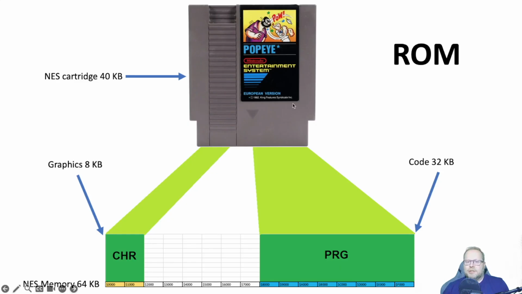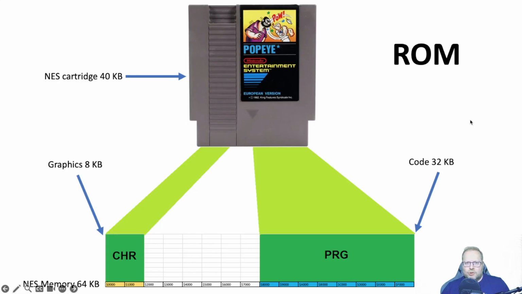These cartridges, like I said, were just ROM. Only ROM, read-only memory. So they contained 40 kilobytes of read-only memory. Now the way Nintendo set this up, they split this up into 32 kilobytes for game code, 8 kilobytes for graphics. 8 plus 32, that's 40 kilobytes.